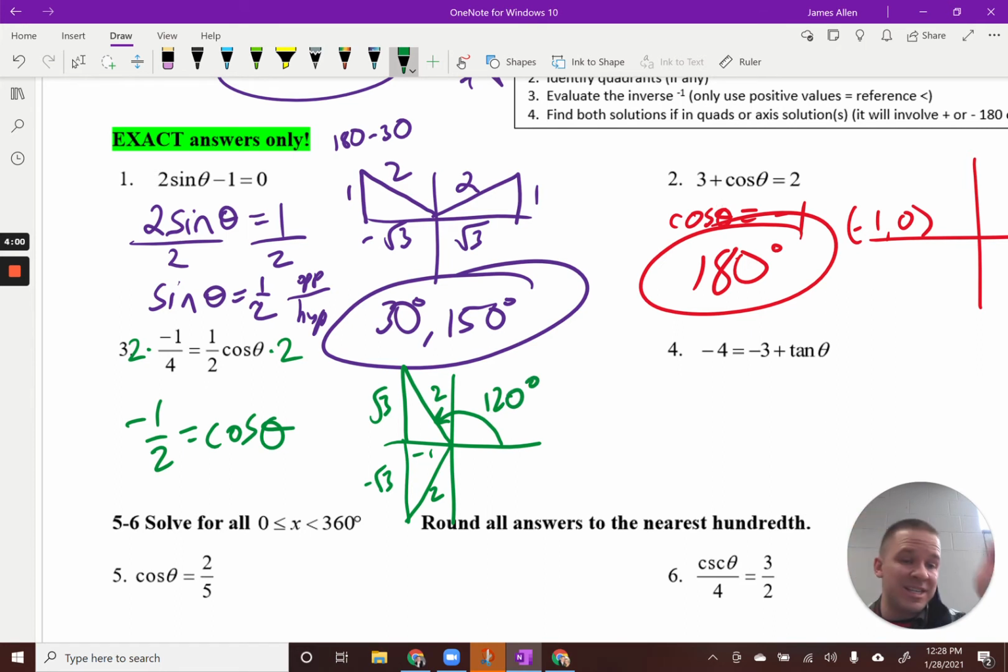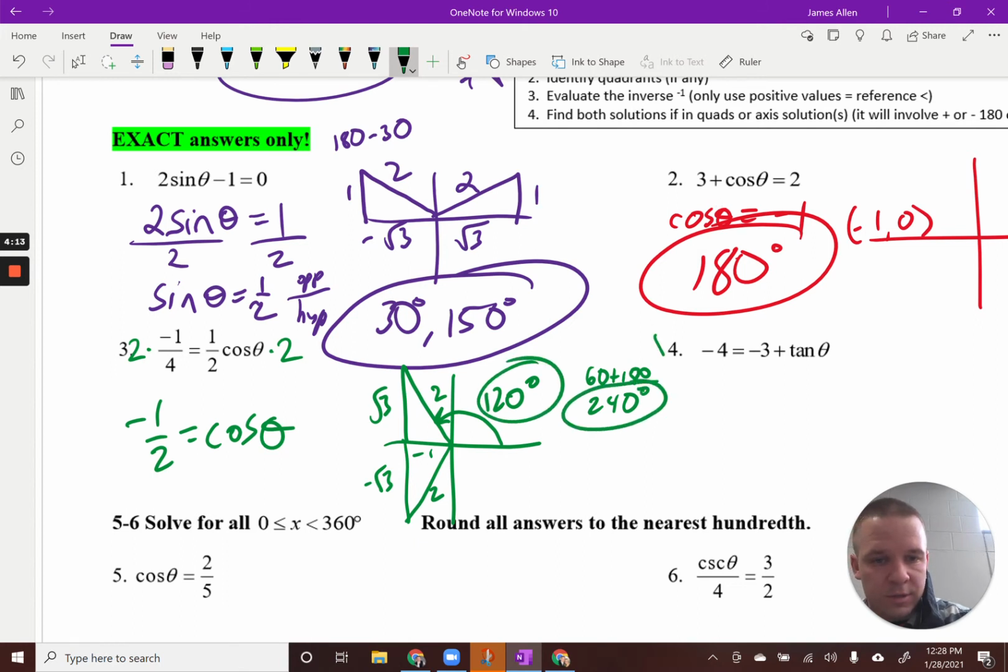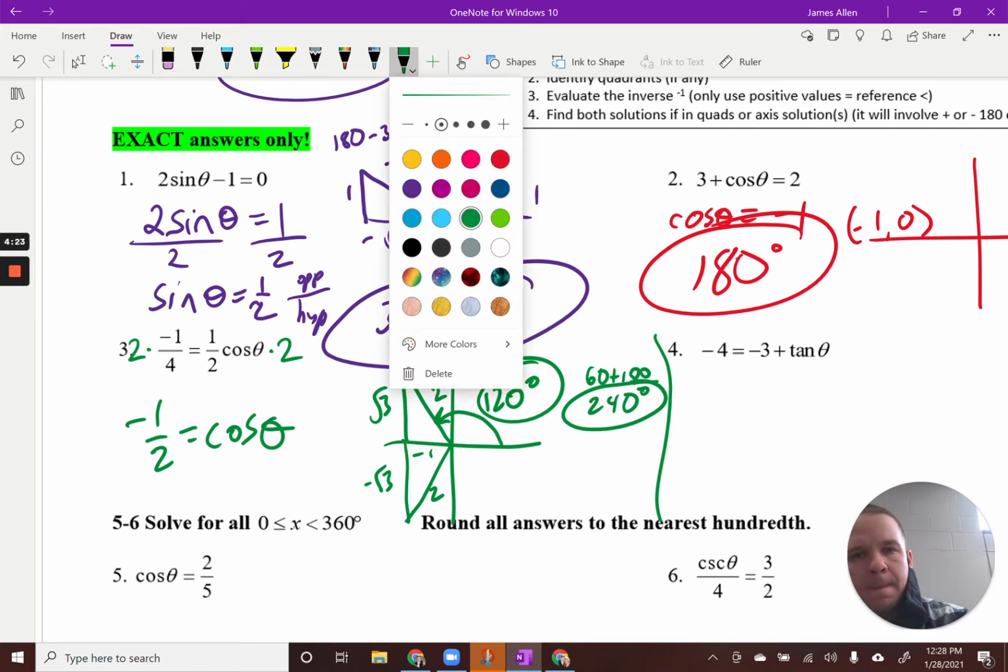And then if I go 60 past the 180, I'd have 60 plus 180. That gives me 240. So 240 degrees for the other one. So those are my 2 solutions for problem number 3. I like it. Excellent. Fantastic. Wonderful. Keep on moving. All right, number 4 here.